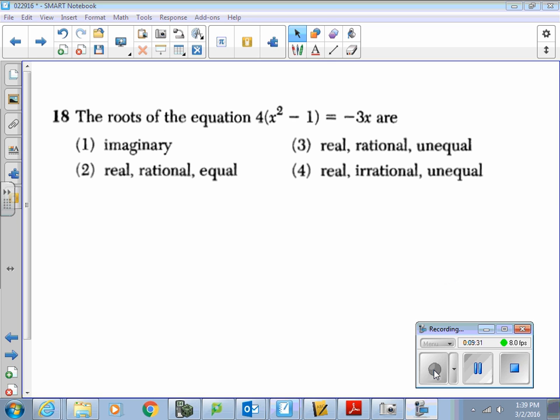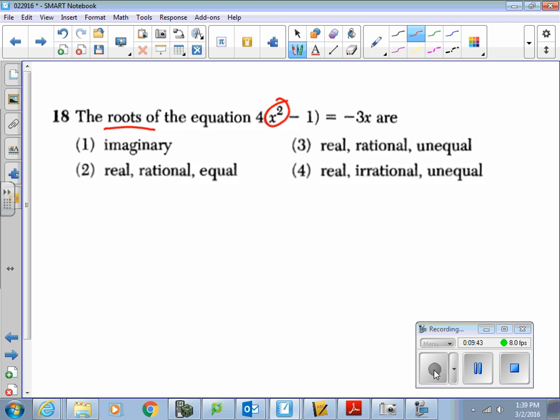Okay, here you have a quadratic equation. It's kind of hidden, but not really. You have x squared. This is your highest power right here. So what I would do is set this all equal to 0, look at my discriminant, and that's going to tell us what the roots of the equation are. Are they real, rational, and equal, imaginary, or, we can figure that out.